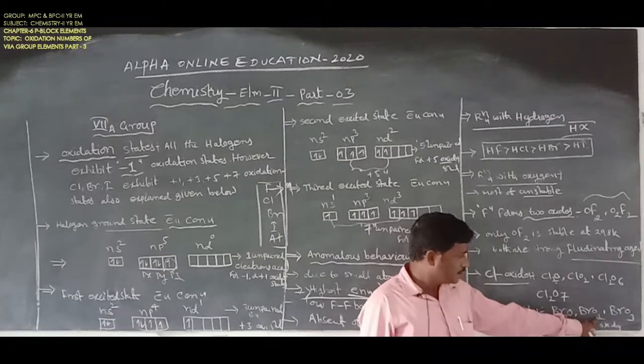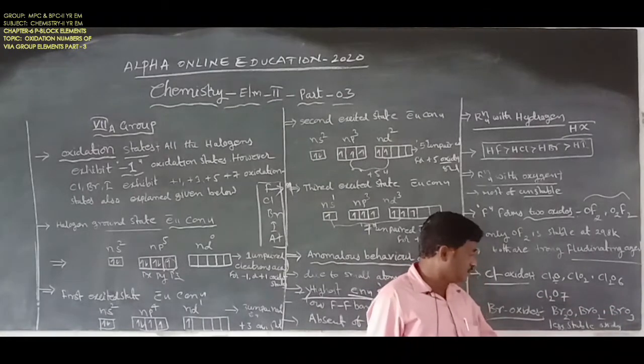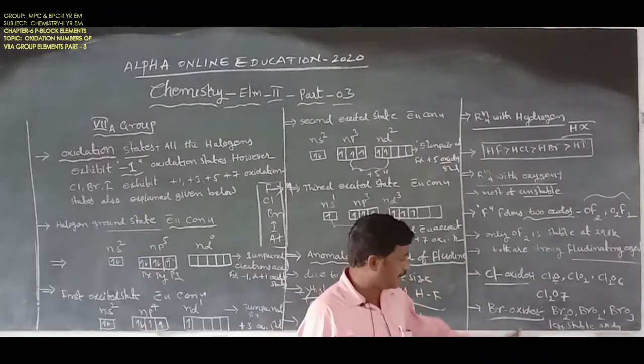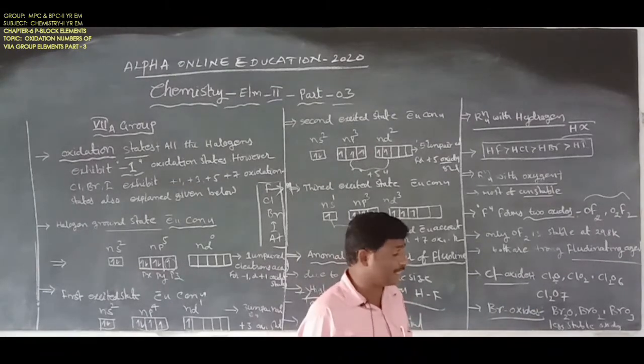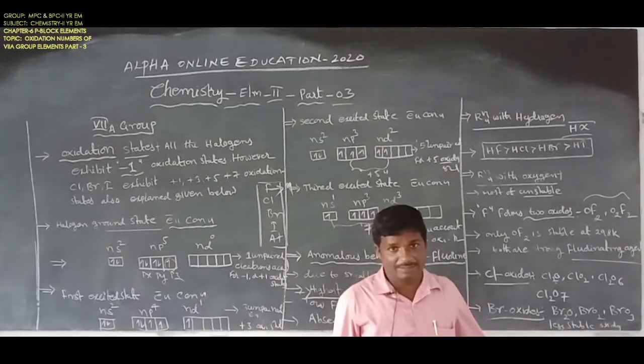BrO2, bromine dioxide. Bromine trioxide, BrO3. Those are the unstable oxides of the bromine atom. There are BrO2, BrO3 and Br2O. The bromine oxides are the less stable oxides of the bromine atom.